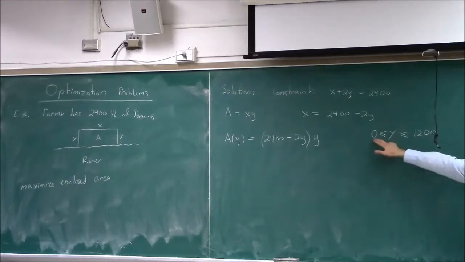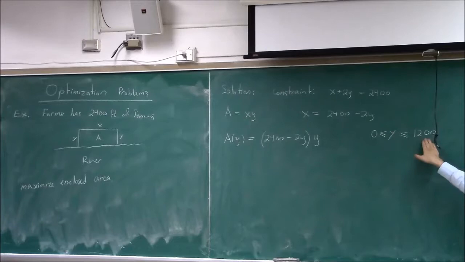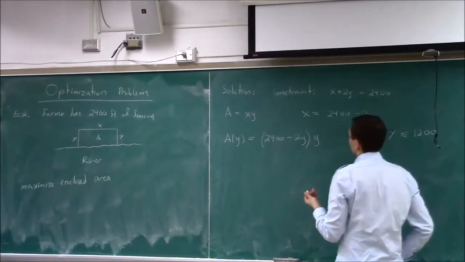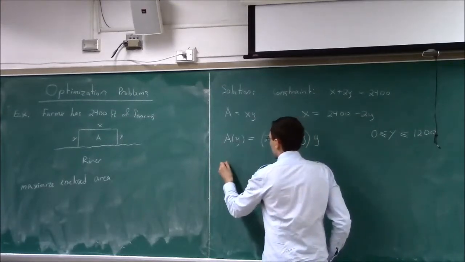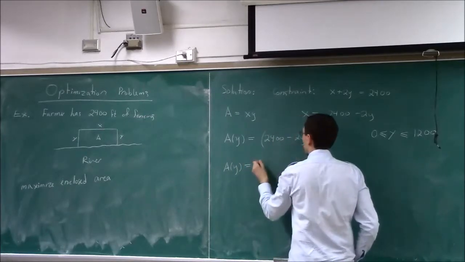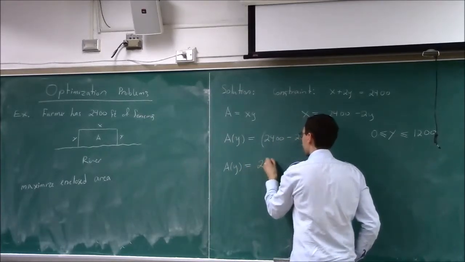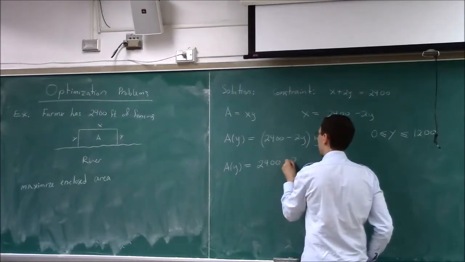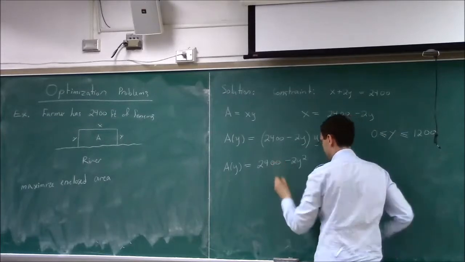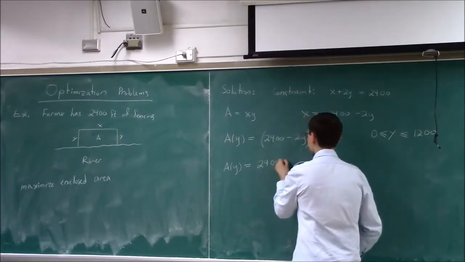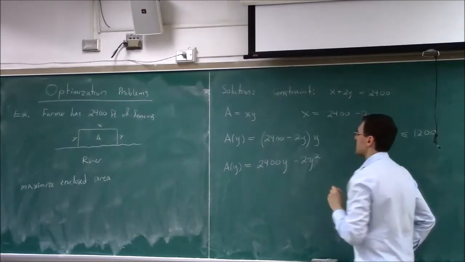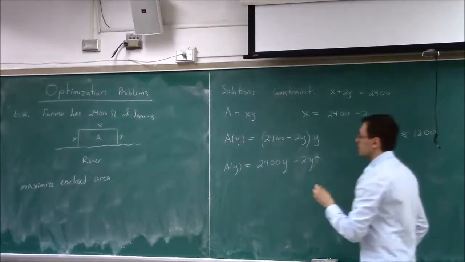Minimum is uninteresting, it's 0. It's when y is 0 or y is 1200. The minimum enclosed area is 0. The maximum enclosed area is what we want to find. So then we can just take A of y and multiply the y through. Yes, there is a y. Good.